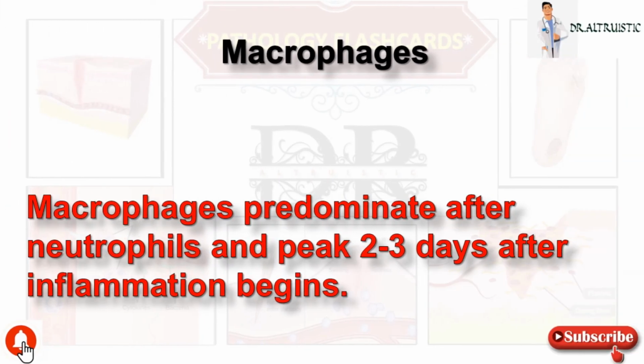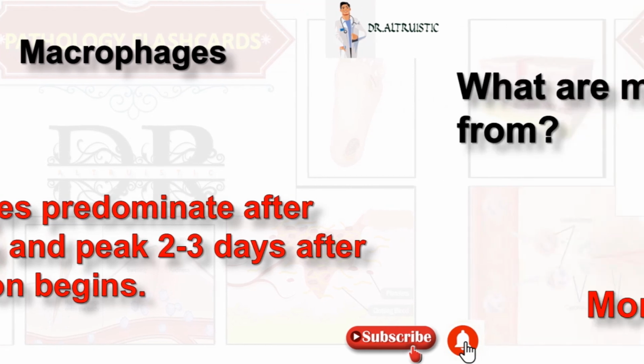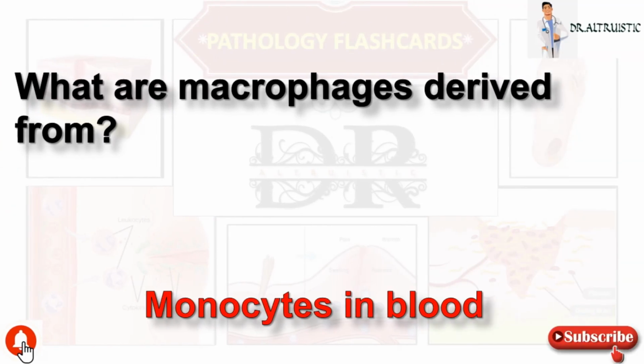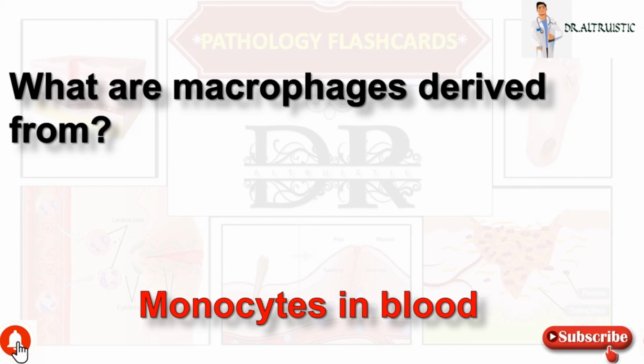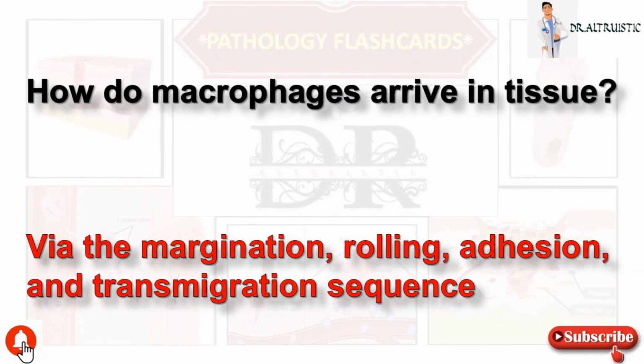Macrophages. Macrophages predominate after neutrophils and peak 2 to 3 days after inflammation begins. What are macrophages derived from? Monocytes in blood. How do macrophages arrive in tissue? Via the margination, rolling, adhesion, and transmigration sequence.